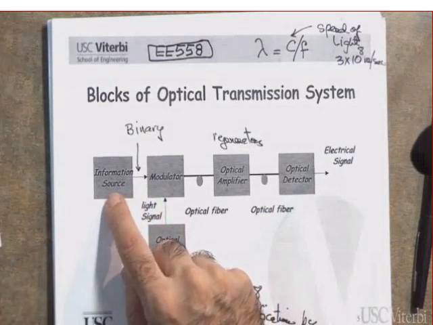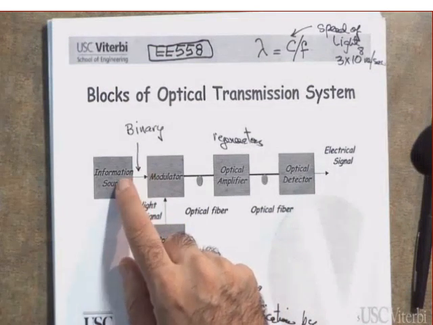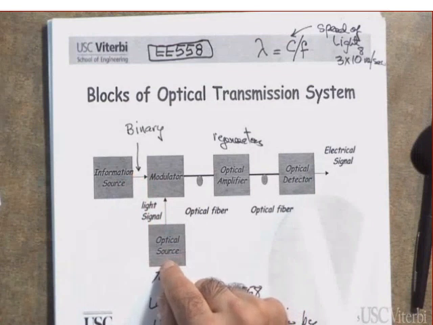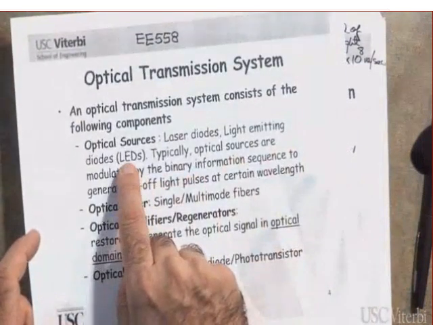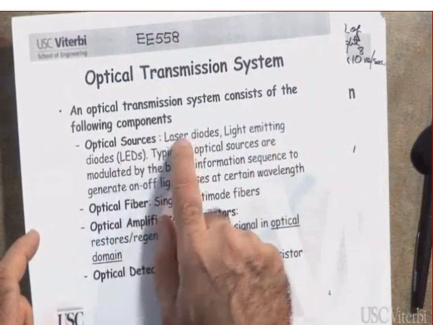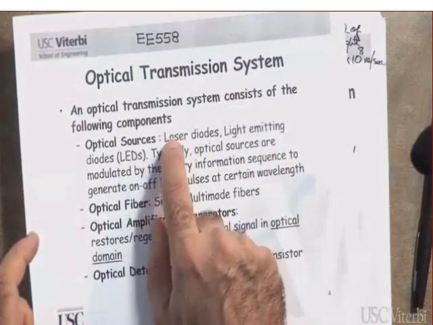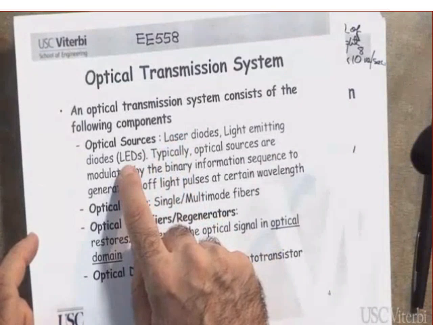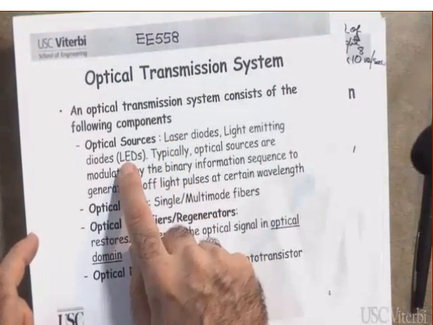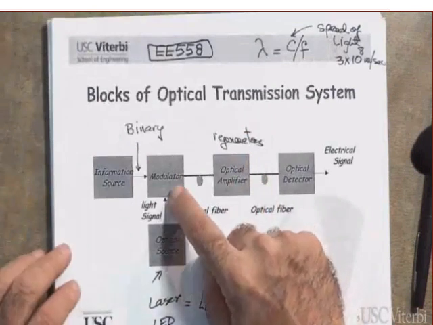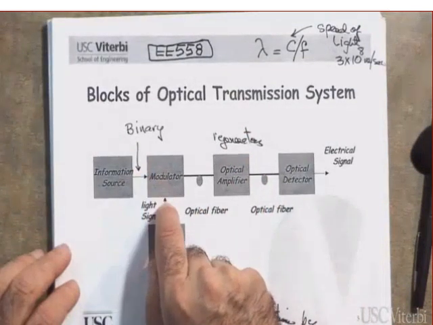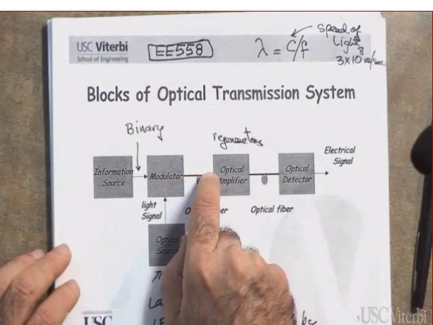So the information source, again, generating a digital signal. We do have the optical source, either a light emitting diode or a laser diode. Laser, of course, is much higher quality than the light emitting diode. Clear? So the laser generating the light signal gets the information, gets modulated, then it's transmitted over fiber.